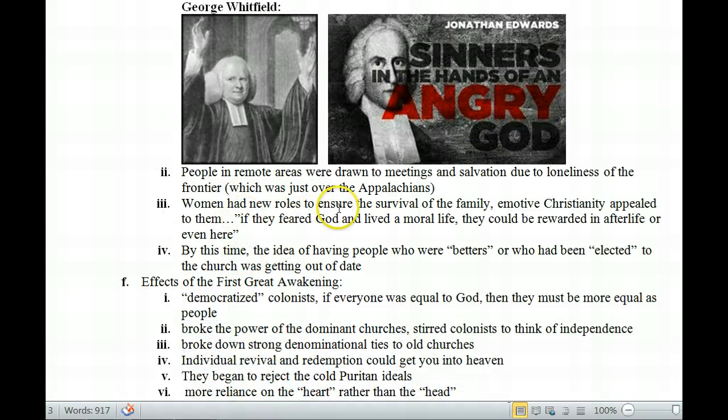Women had new roles in colonial societies to ensure the survival of the family. This emotive or emotional Christianity appealed to them. Basically, if they feared God and lived a moral life, they could be rewarded in the afterlife or even rewarded here. By this time, the idea of having people who were better, your betters, or who have been elected, the elect, like the Puritans, to the church was getting out of date because we were democracy.